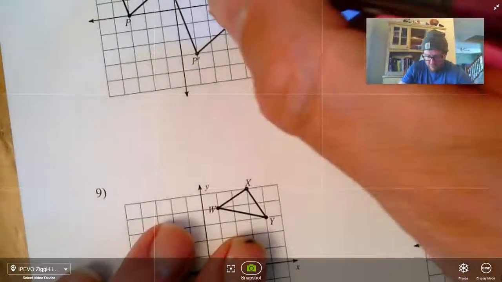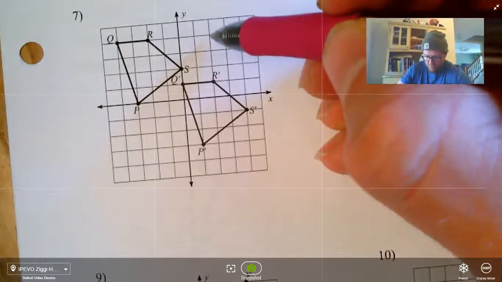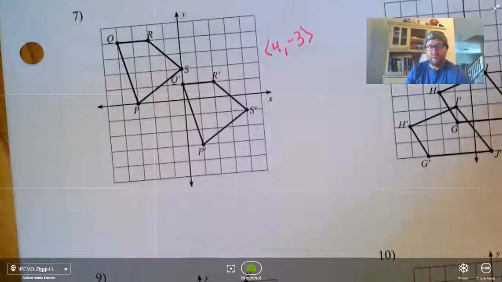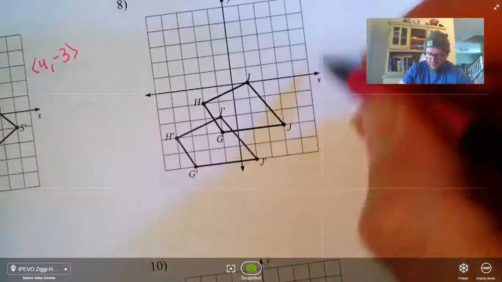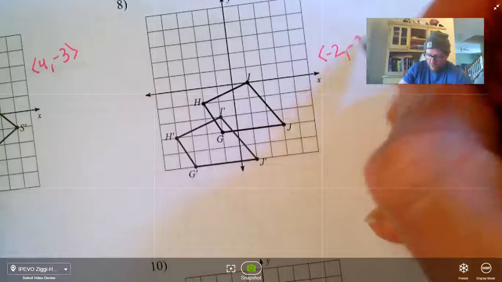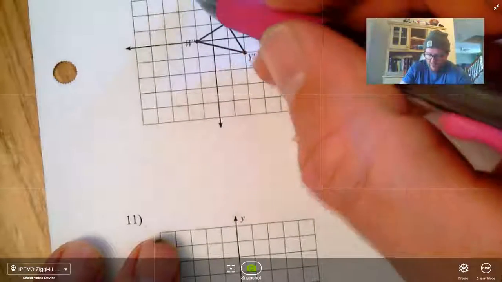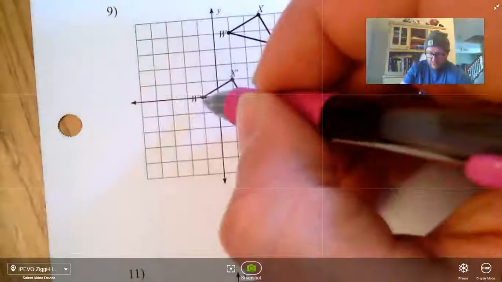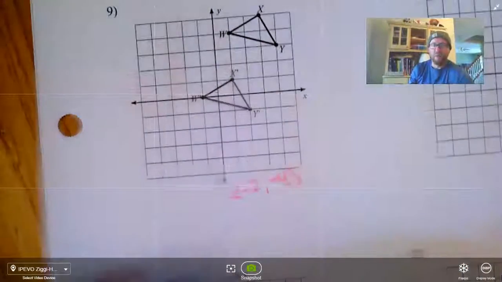Here, from R to R prime is 1, 2, 3, forward 4, down 1, 2, 3. So forward 4, down 3. Over here, from H to H prime is back 2, down 2. So back 2, down 2. For number 9, from W to W prime is back 2, down 1, 2, 3, 4. Back 2, down 4. So that's -2, -4.